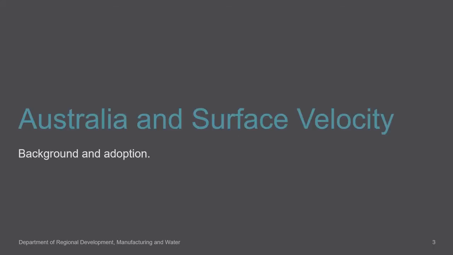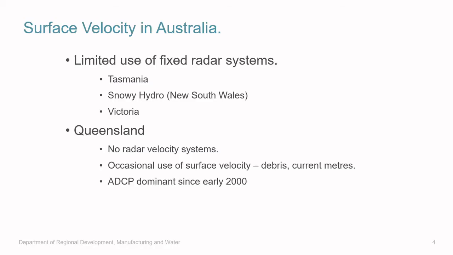So starting with the background in Australia and surface velocity. In Australia, surface velocity work was pretty limited to fixed radar systems predominantly used in the southern states. So for example, Tasmania, Snowy Hydro, which is in New South Wales, Victoria. Here in Queensland, traditionally we have not used radar systems, primarily due to the remoteness of the sites and lack of bridges and infrastructure to install them on.